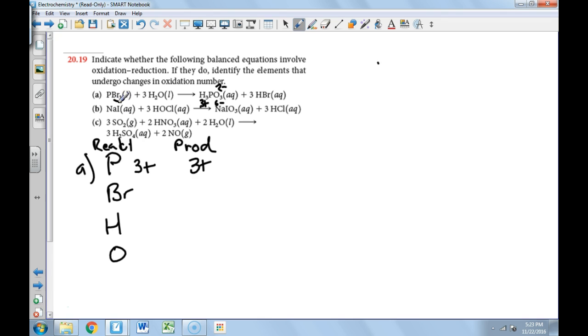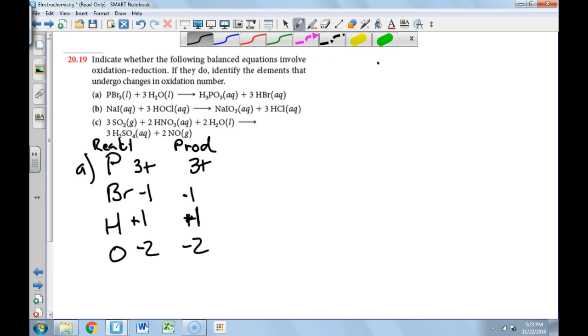Now we look at bromine. Bromine is -1, and here it's -1, so that's good. Hydrogen is +1 here, and it's +1 on this side, and oxygen's the same, it's not changing. So this one is not a redox reaction.